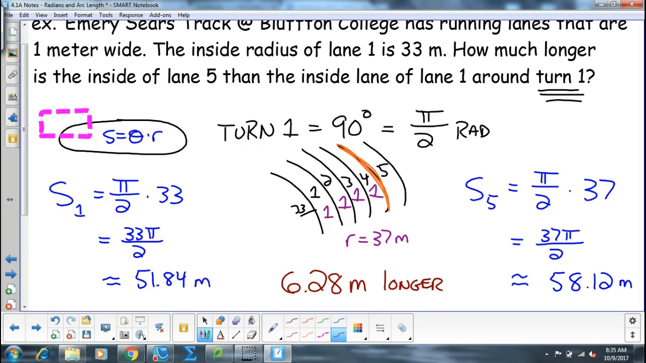Which it's actually 2 pi. Yep, it actually is. Because if you subtract 37 pi over 2 minus 33 pi over 2, you get 4 pi over 2, which is 2 pi.